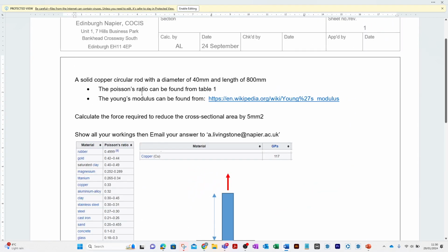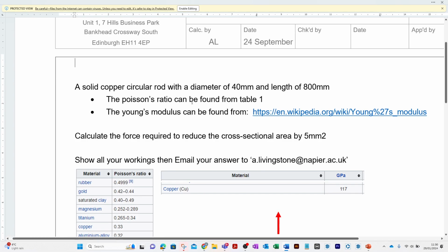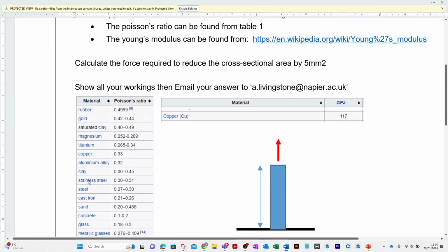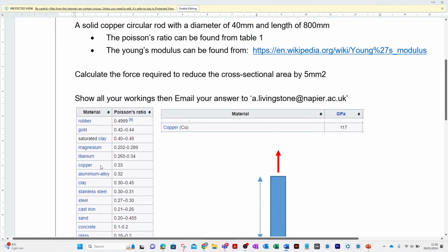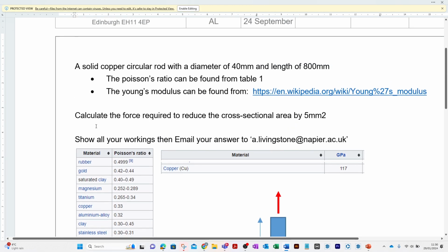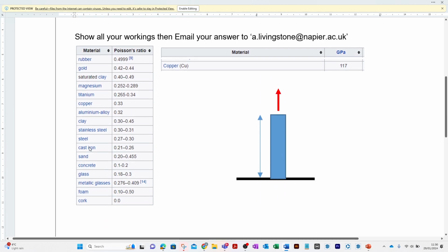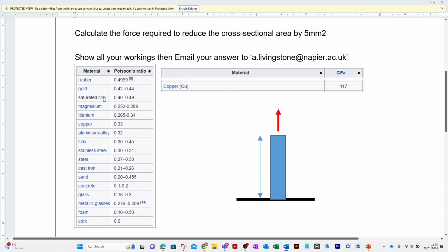A solid copper circular rod with a diameter of 40 millimeters and a length of 800 mil. The Poisson's ratio can be found in table 1. It's not called table 1, but let's assume that it's a table. Copper, so down the table, let's find copper. So there's my Poisson's ratio, 0.33. Okay, that just came off the internet, by the way.